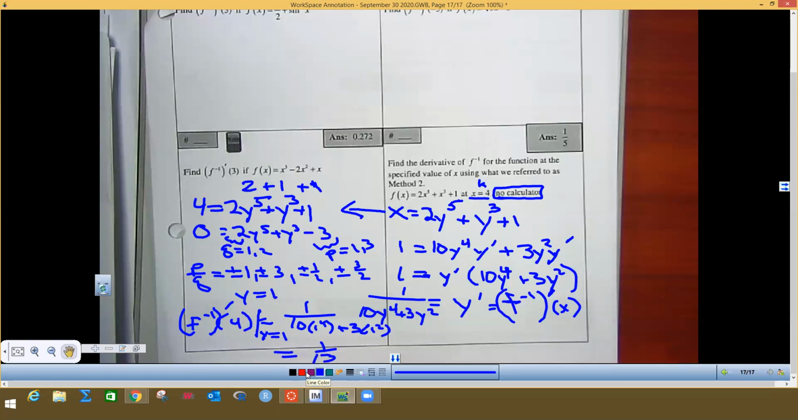Okay, that's method 2. Now, you could have also done this on your calculator, this part up here at the top, 4 equals 2y to the 5th plus y cubed plus 1, if you do it the same way I showed you on the video, okay? The video I posted today.